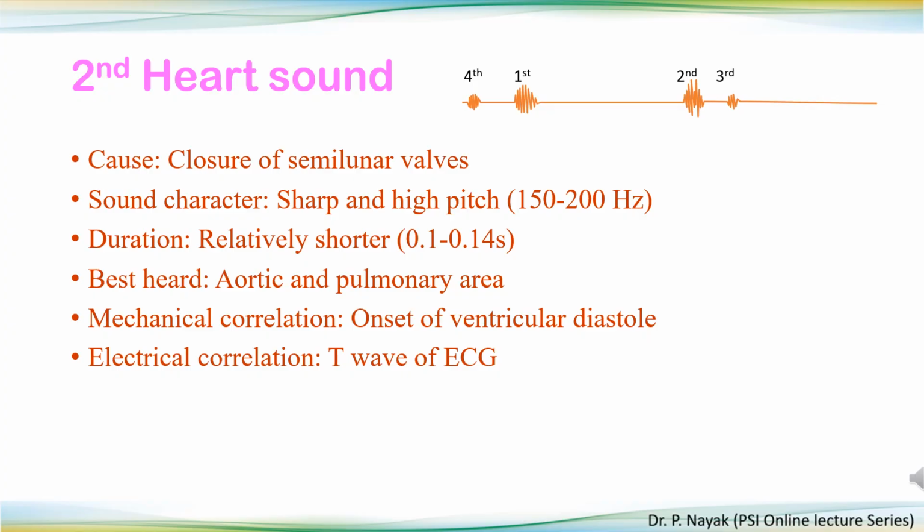Second heart sound. Cause, closure of semilunar valves. Sound character, sharp and high pitch, 150 to 200 Hz. Duration, relatively shorter, 0.1 to 0.14 seconds. Best heard, aortic and pulmonary area. Mechanical correlation, onset of ventricular diastole. Electrical correlation, T wave of ECG.